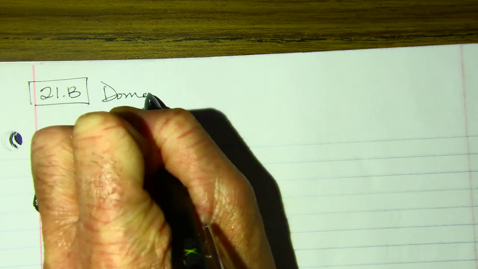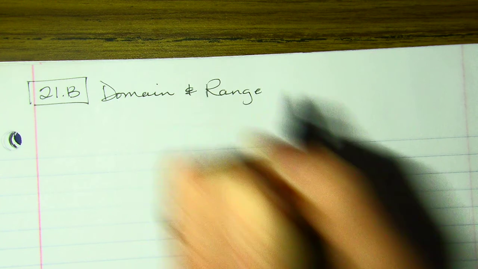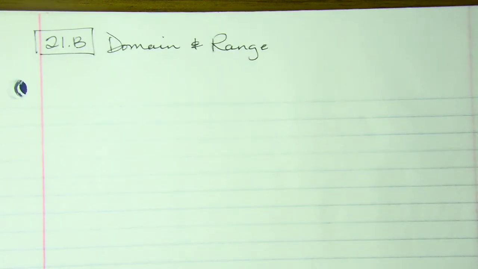To 21.B, which is, we're going to go over a new way to write domain and range. Now you can use Desmos for this. You can graph your function and use that to do domain and range. So we're going to go over another way to write it, and then how to pronounce it.